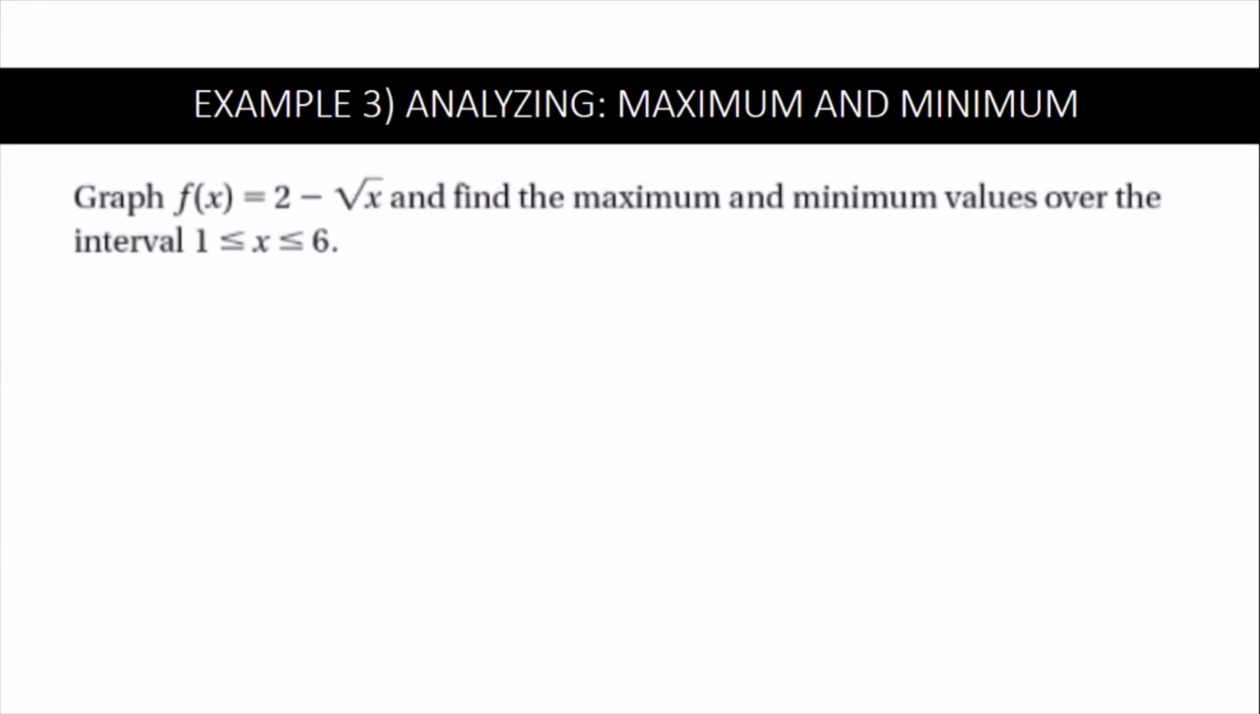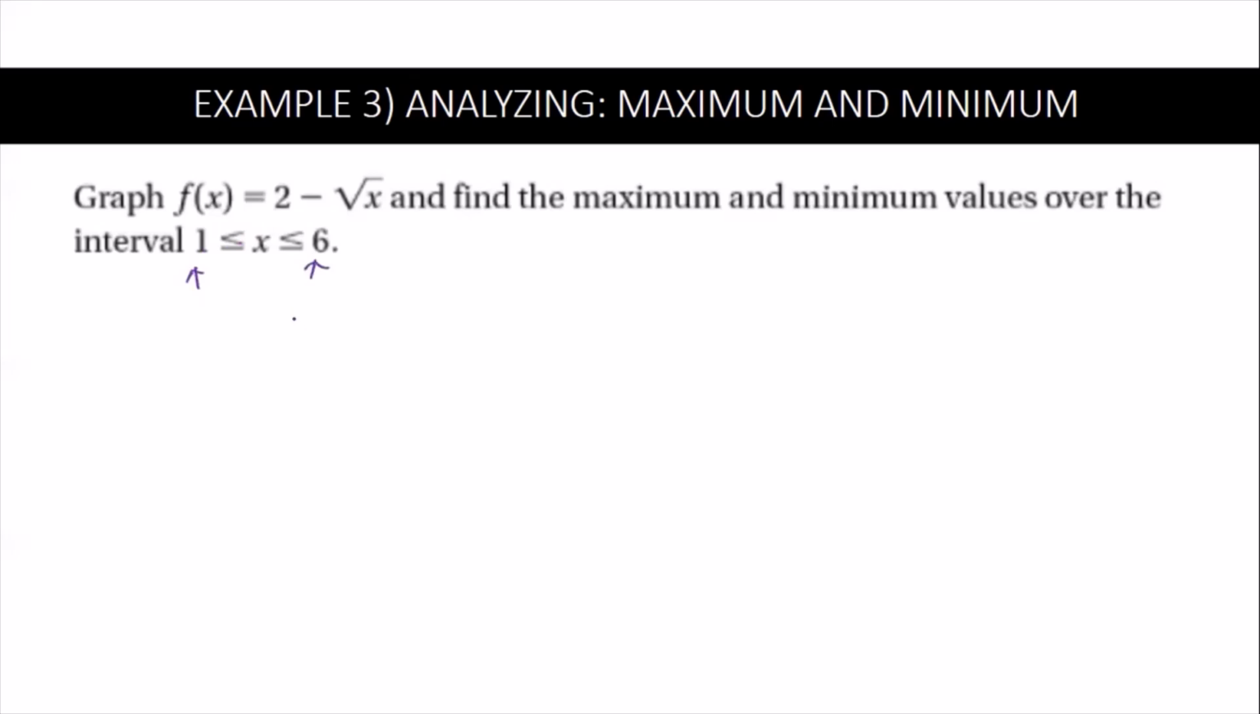It says to graph f of x equals 2 minus the square root of x and find the maximum and minimum values over the interval from 1 to 6. So I'm analyzing not the whole graph, just from 1 to 6. Does that make sense? All right, so I'm going to graph this and see where it's a max and a min. Because our function is either going to be increasing or decreasing, that means that my max and min is either at the beginning or at the end. So I only have to analyze what's happening at 1 and what's happening at 6.